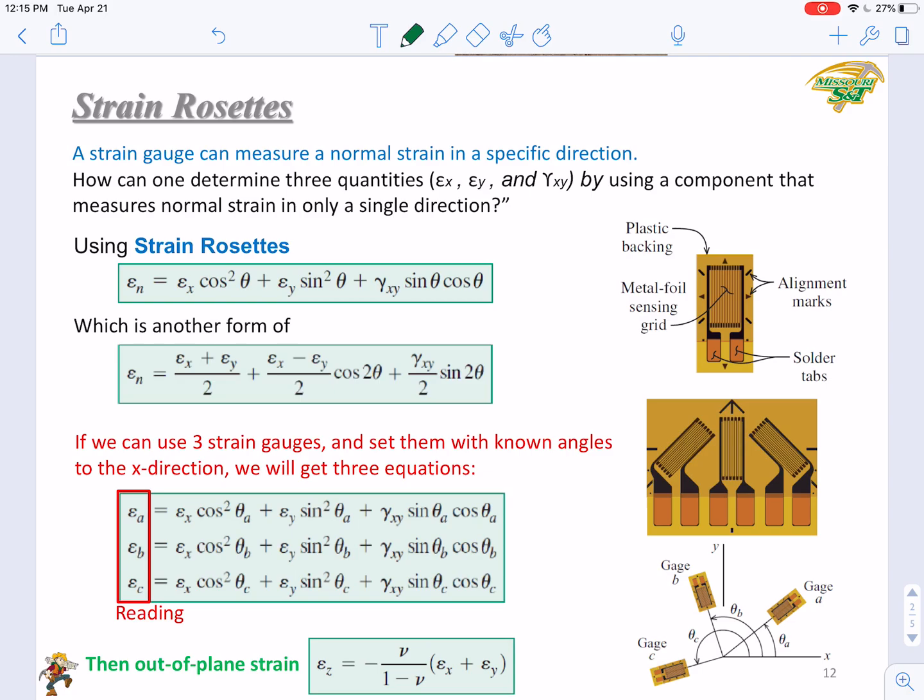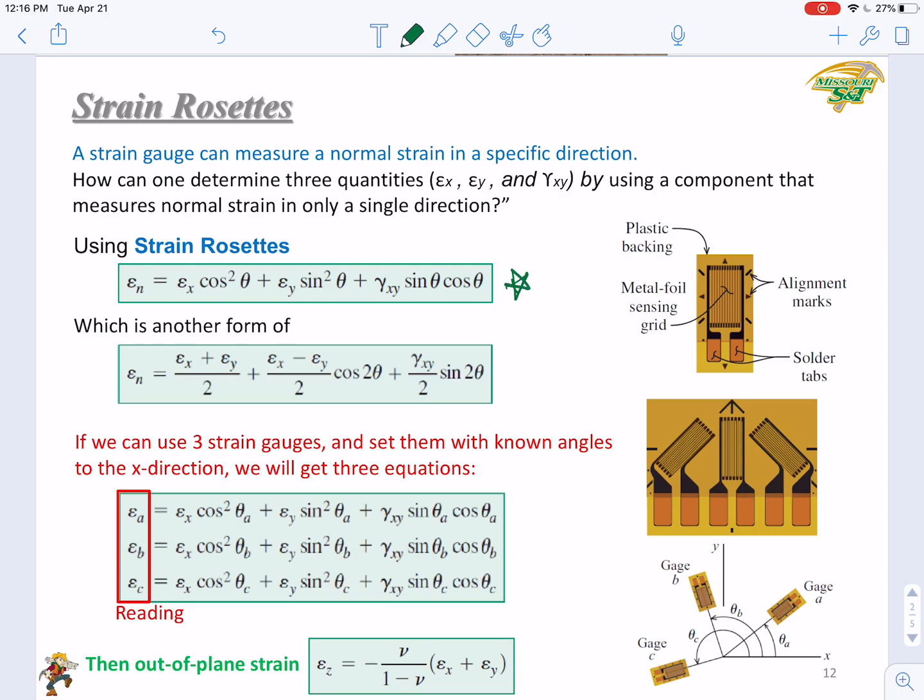Okay, if you have several strain gauges and you arrange them in pre-designed directions, then based on the values you read, you can calculate the strain values along x and y directions and calculate the shear strain. Okay, so this method is called strain rosette. Now you can see here, these slides demonstrate how you can use multiple strain gauges to determine epsilon x, epsilon y, and gamma xy. Okay, the strain rosette equation is shown here.